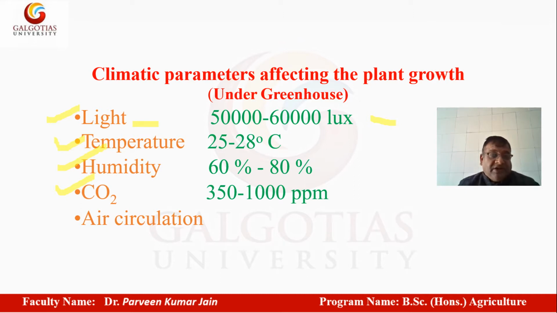So that there shouldn't be any patches of hot and cold air, because it may happen that in the winter months when the sun rises, the air near the sides of the polyhouse gets warmed up, but at the center of the polyhouse there may still be cool air or the temperature is low. So there may be patches of hot and cold developing inside the greenhouses.